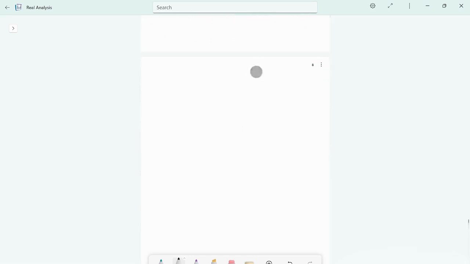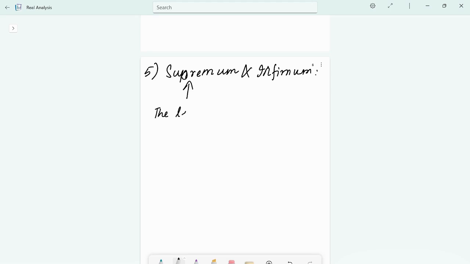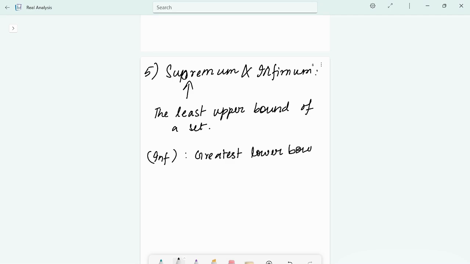Now, if we try to understand supremum and infimum, let's come to our next topic then. Very easy thing. Infimum. All right. What is supremum? Just now we have discussed the least upper bound of a set. And what is infimum? It is the greatest lower bound of a set. Why is this greatest and this is least? We will understand this with an example.